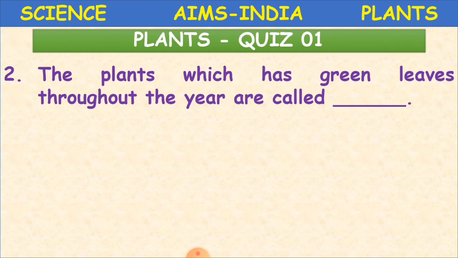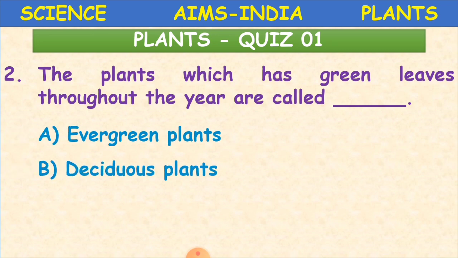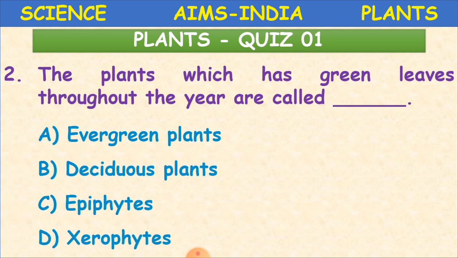The plants which have green leaves throughout the year are called. The answer is option A, evergreen plants. Because they have green leaves throughout the year, they are called evergreen plants.